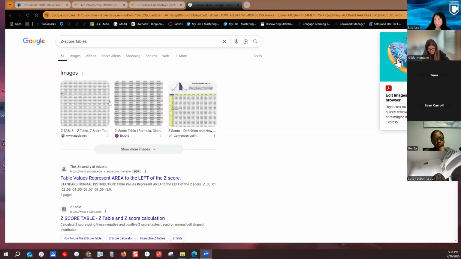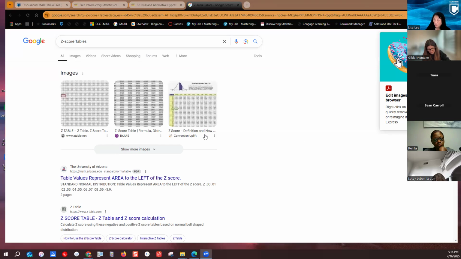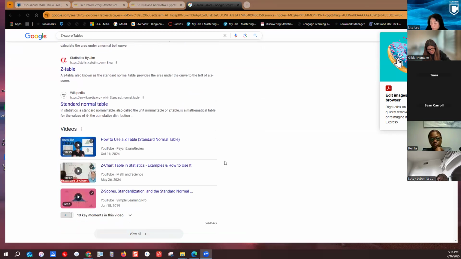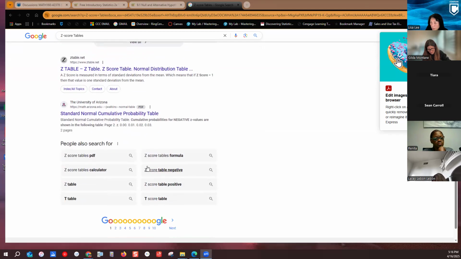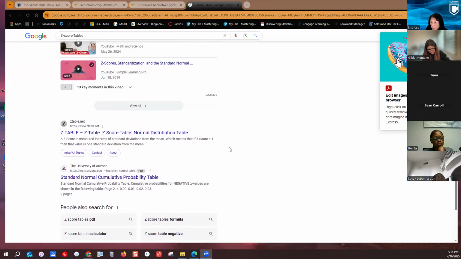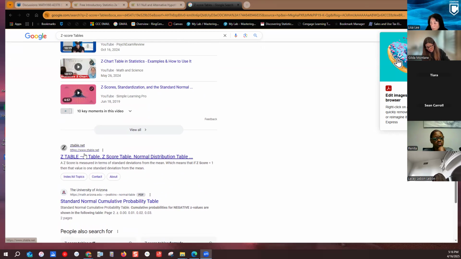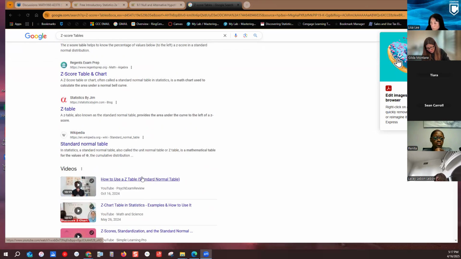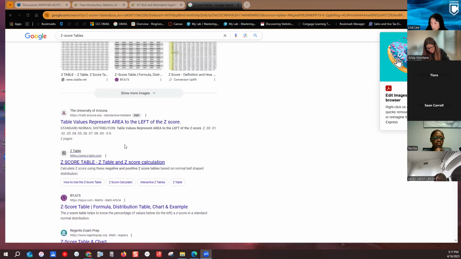So now you should see the Z-score tables here, right? Don't use the top one here. I don't like the top one here. I will go down. There's one more better from some university that posted here. Not here. But there's one ztable.net. There's University of Arizona. Arizona is using a cumulative one. There are so many available on the website.